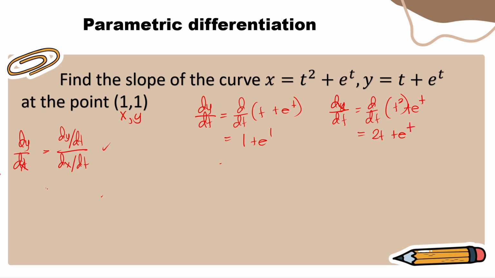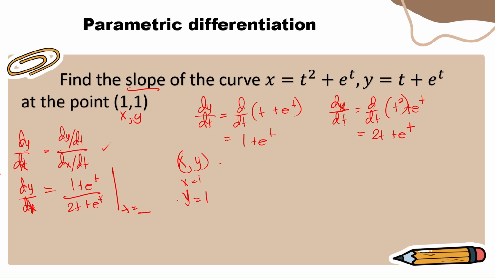So substituting dy over dt, we will have 1 plus e raised to t over 2t plus e raised to t. This will be our dy over dx. But the problem is, we are asked to get the slope. So we shall evaluate this with t is equal to what? Kaso hindi natin alam yung t, kasi ang binigay sa atin is x and y. So x is equal to 1 and y is equal to 1 as well.